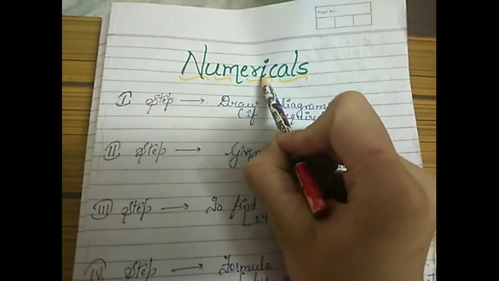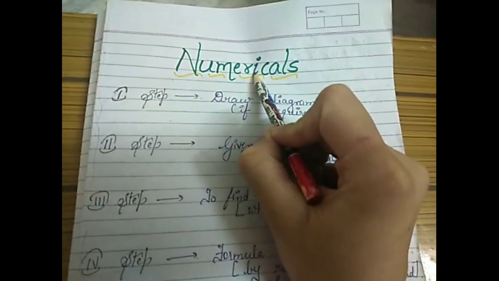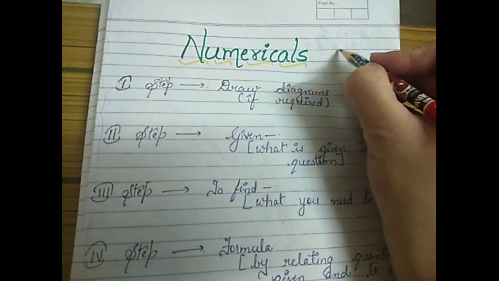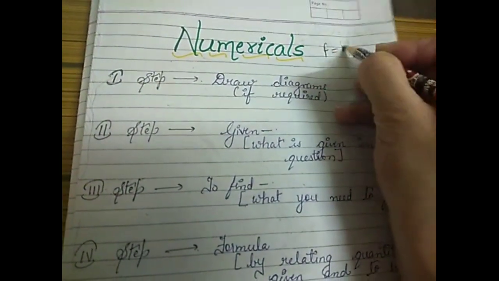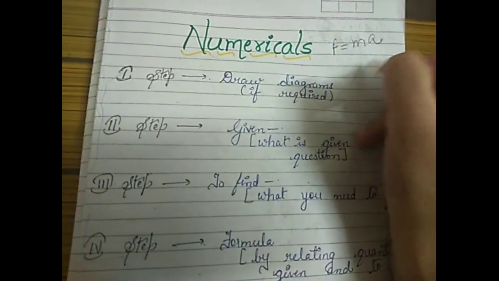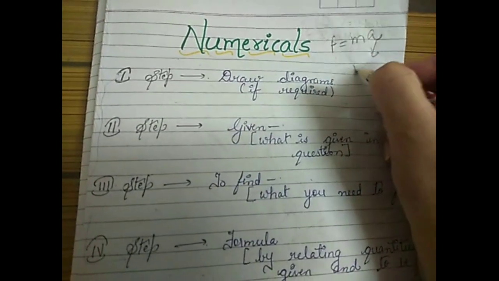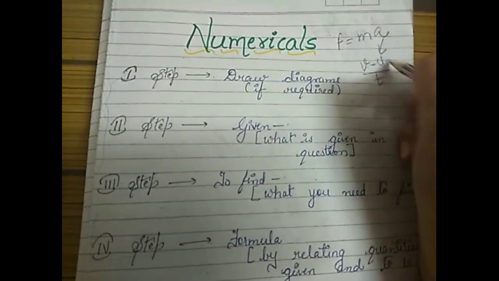So next is numericals on Newton's second law of motion. What is Newton's second law of motion? It is F is equal to ma. Or sometimes we will write a as v minus u divided by t.